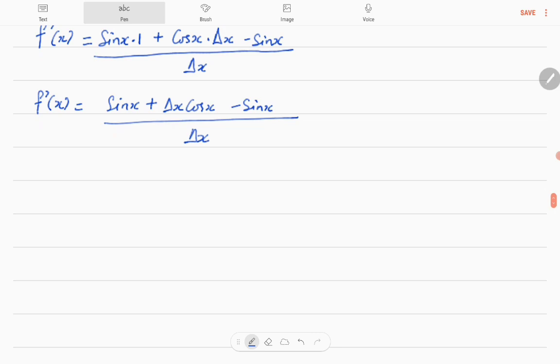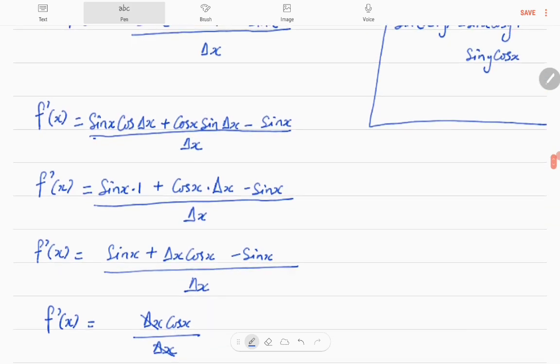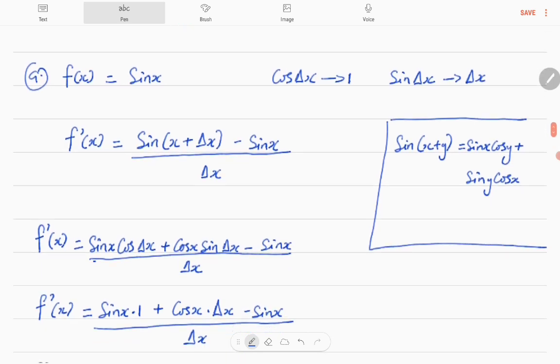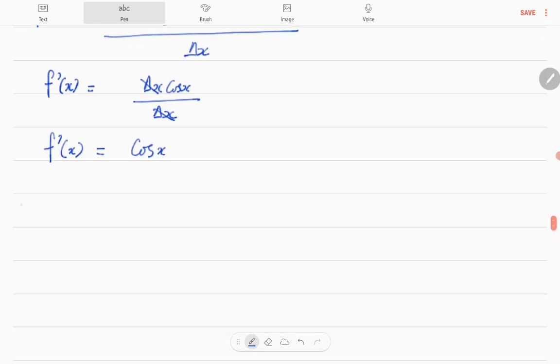And then sin x minus sin x cancels. You have f prime of x is equal to dx cos x divided by dx. And of course, you can cancel this dx with this dx. You have your f prime of x equal to cos x. So that is for sin x.